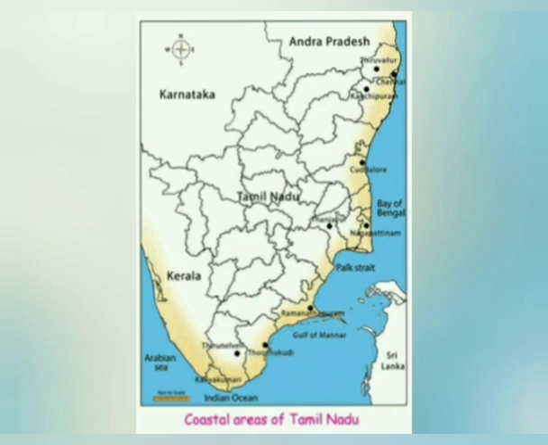13 districts share the coastline. The two most notable beaches of Tamil Nadu are Marina Beach, the second largest urban beach in the world. Rameshwaram Beach is famous for its beautiful view.